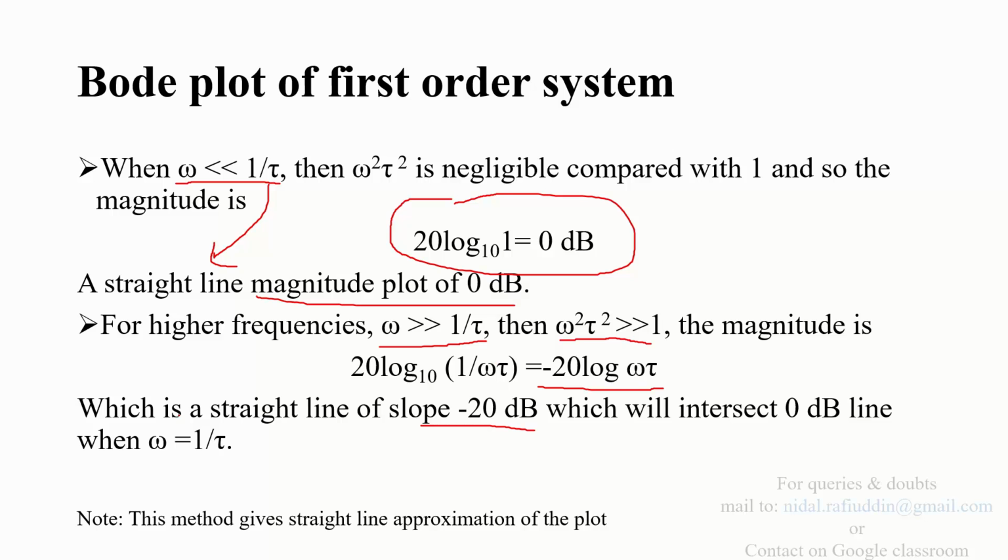So this can be verified by substituting omega equal to 1 upon tau. So if you're going to make this particular expression 1, and this is only possible when omega will be equal to 1 upon tau, and thus what you're going to get is 20 log to the base 10 of 1, which is 0, and thus this line will be intersecting 0 dB when omega is 1 upon tau.